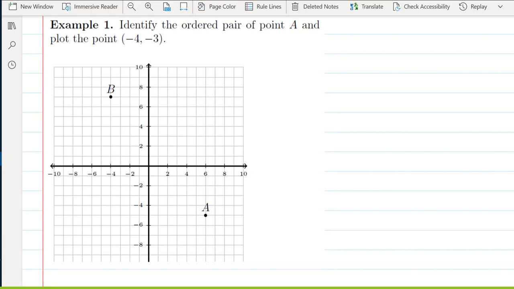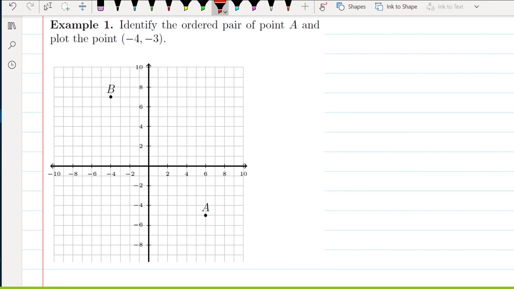First, we want to identify the ordered pair of point A and plot the point -4, -3. Point A would be located down here in quadrant 4. To find its address, we always have ordered pairs as x's and y's. So point A would have x coordinate 6 and y coordinate -5. So point A would be located at 6, -5.